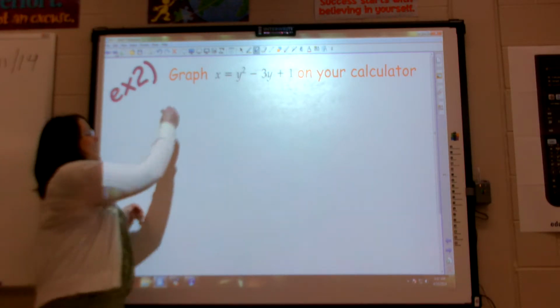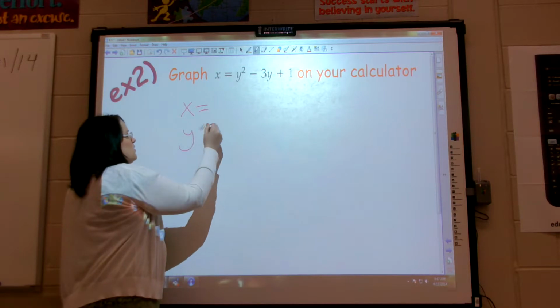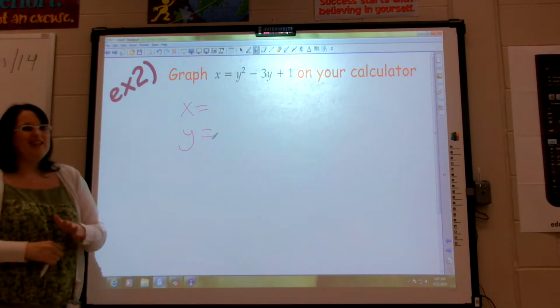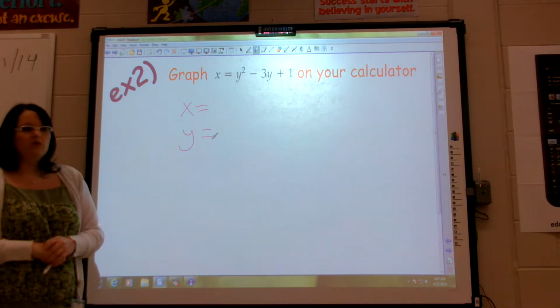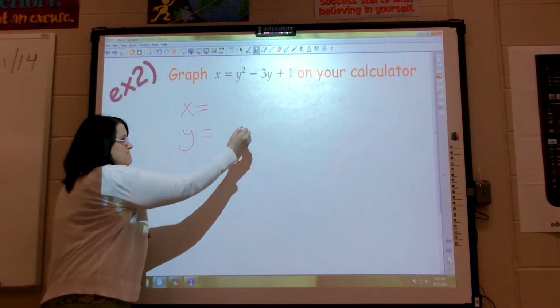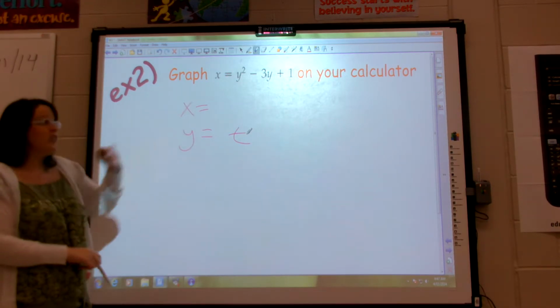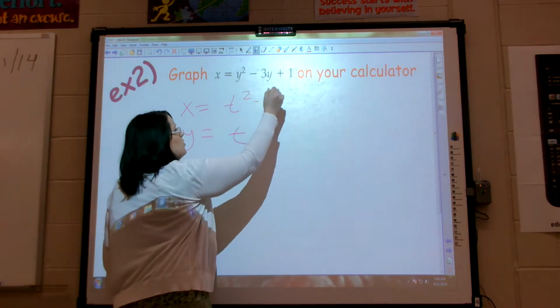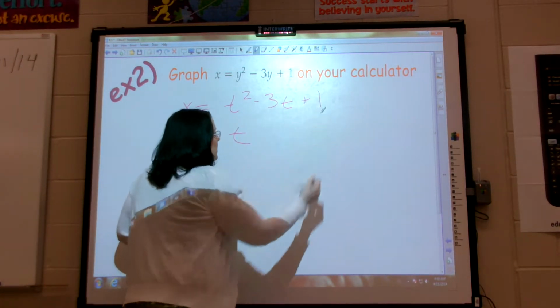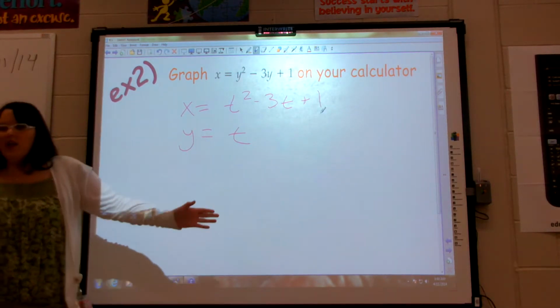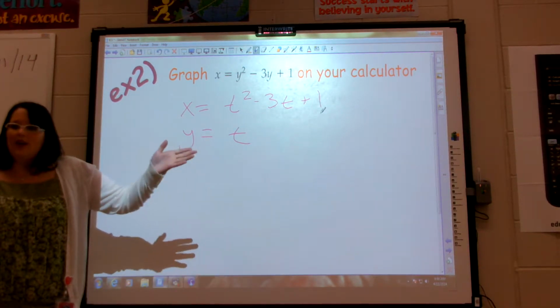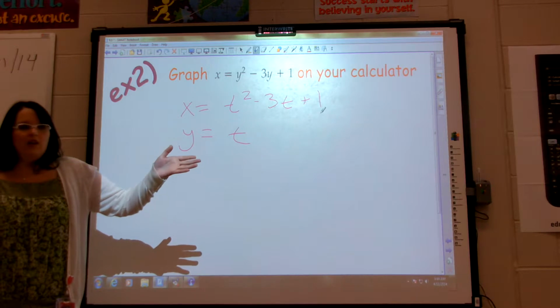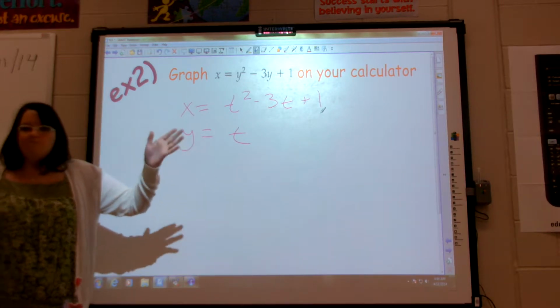So here's what I'm going to do. x equals, y equals. Which one is my independent variable? Y. I'm going to let y be t. So then x is t squared minus 3t plus 1. Now once again, t is everything, negative infinity to infinity, but I can't do that on my calculator, so I'm going to again put in negative 10 to 10.